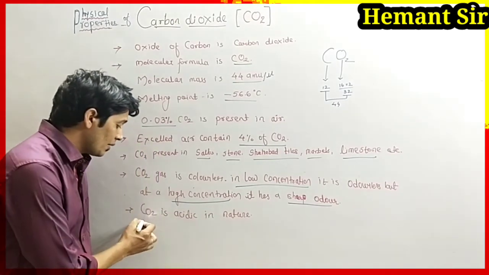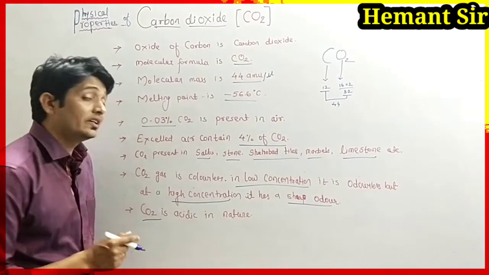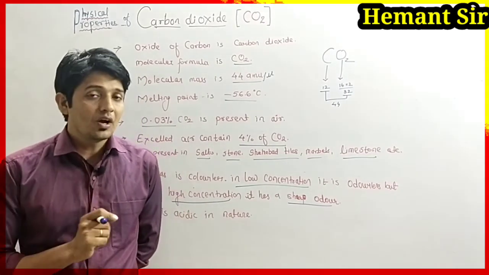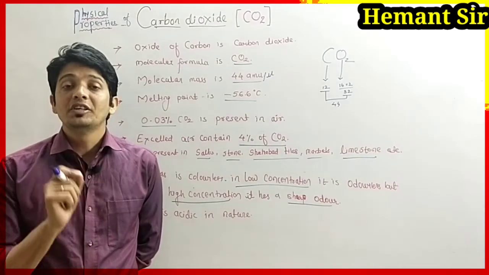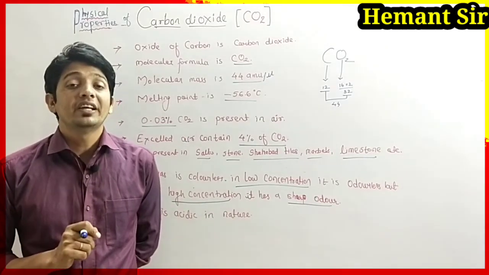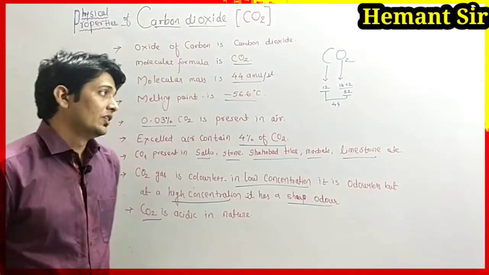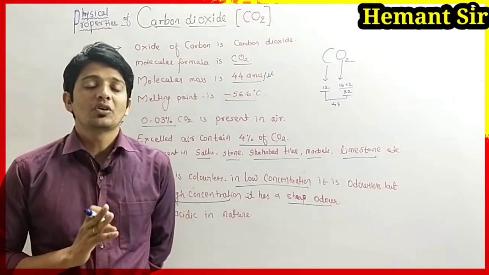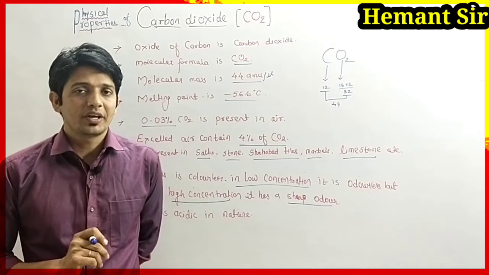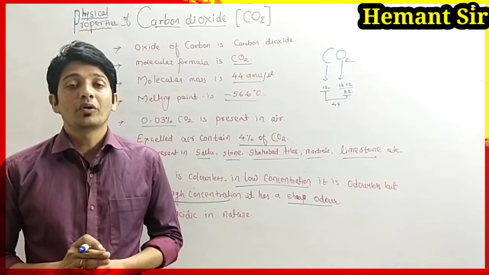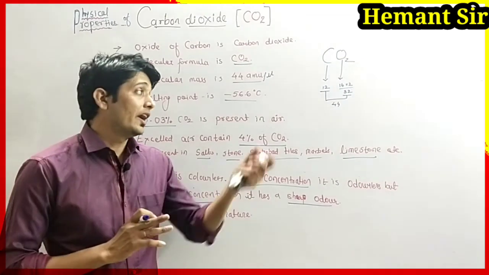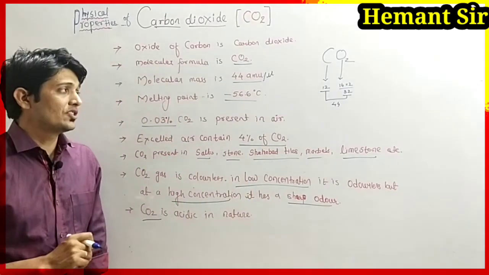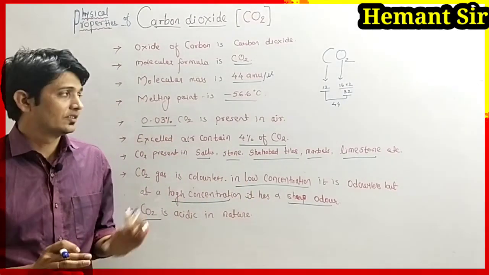Carbon dioxide is acidic in nature. If you test carbon dioxide with litmus paper, it shows acidic behaviour. So this is all about the physical properties of carbon dioxide. It is a very important one that you have to remember, and you have to write all the things properly. So write down first, then we will move further.